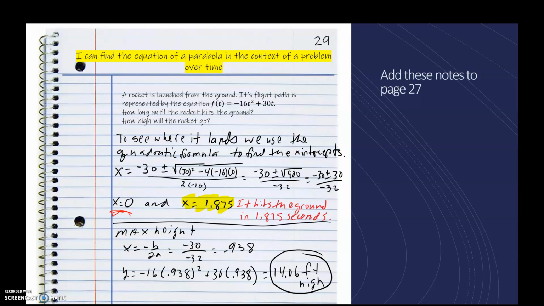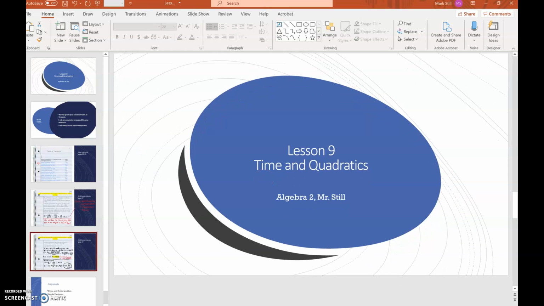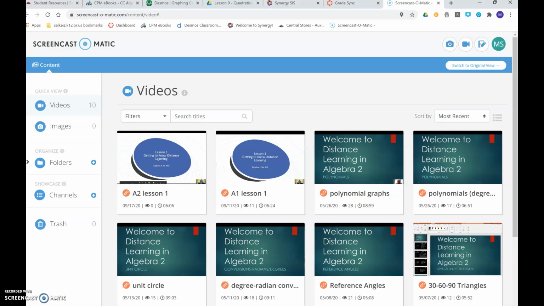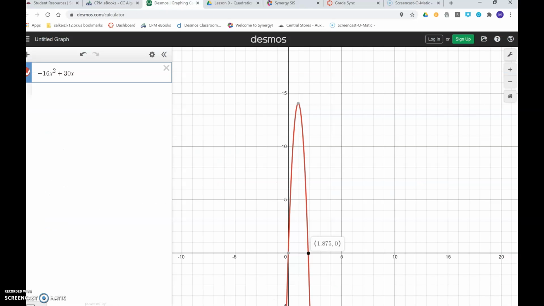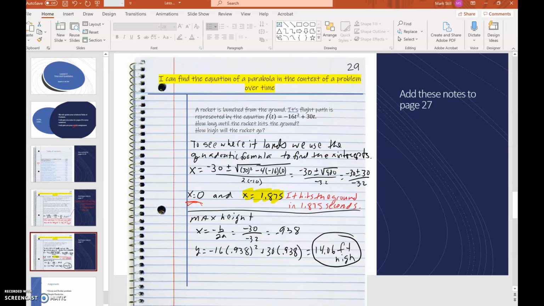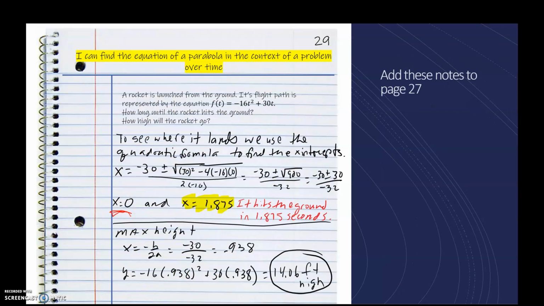And so what I want to do is exit out of PowerPoint, and show you the graph of this. Where'd it go? Here it is. All right, so here's the graph of the equation. You can see I typed it in over there in the top left-hand corner. And you can see right here, I've already got it highlighted. It hits at 1.875. That's the x-intercept. That's how long it'll take to come down. So I wanted to show you this because you can also do this stuff graphically. But I feel like the algebra is really important to practice.